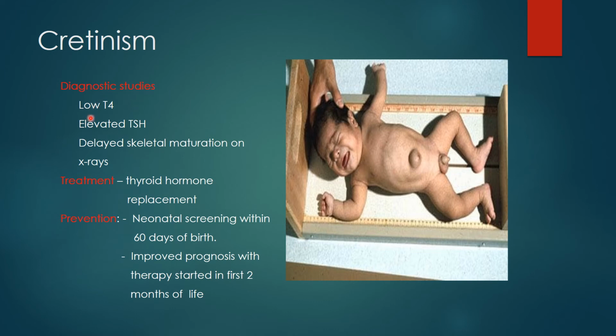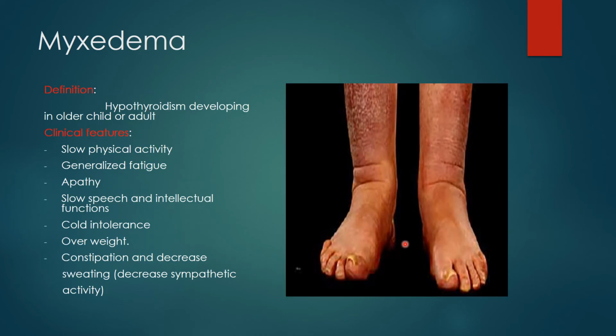There are the following tests. We will measure the serum T4 level, which will be low, and the TSH level, which will be high. We also see delayed skeletal maturation on X-ray. These patients are treated by giving thyroid hormone replacement medicine, and it is prevented by neonatal screening within 60 days of birth, with improved prognosis with therapy started within the first 2 months of life.